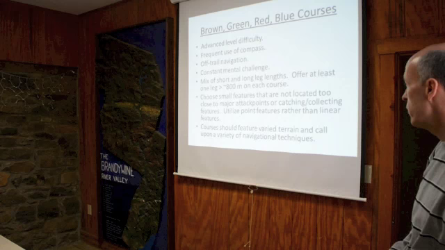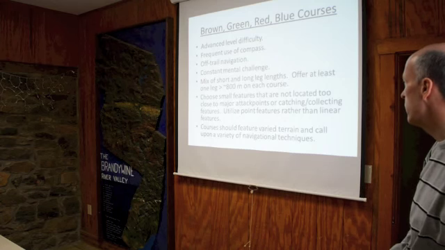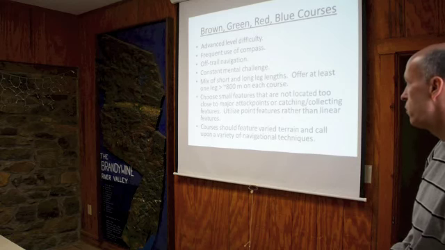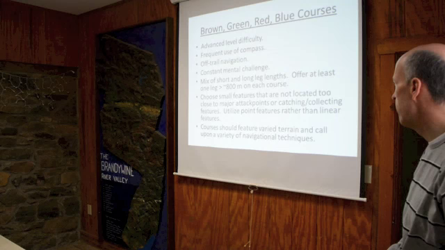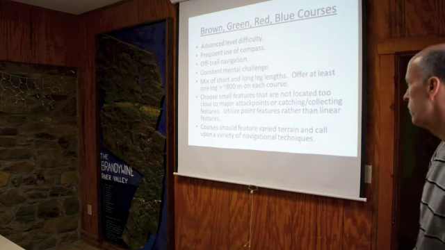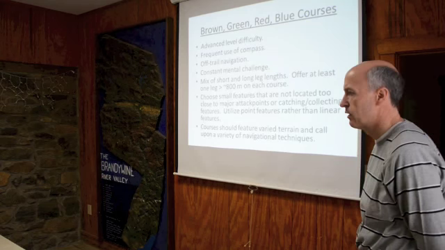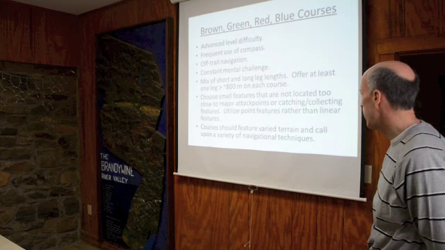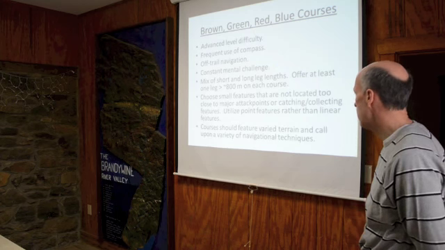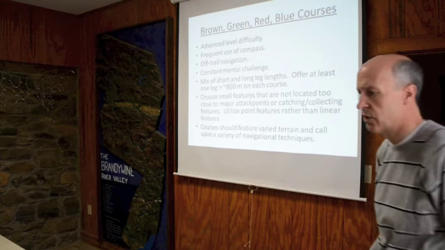As far as what features you use for control sites, they should be small point features generally. You don't want them located too close to major attack points or catching collecting features, and point versus linear features to make it more difficult. So things like a boulder as opposed to a stream junction. You want to again have varied terrain and call upon as wide a variety of navigational techniques as you can.